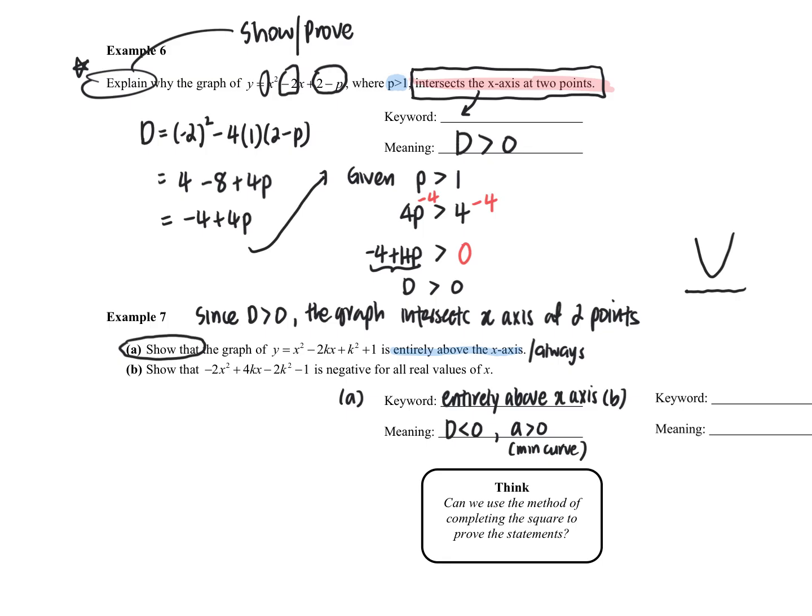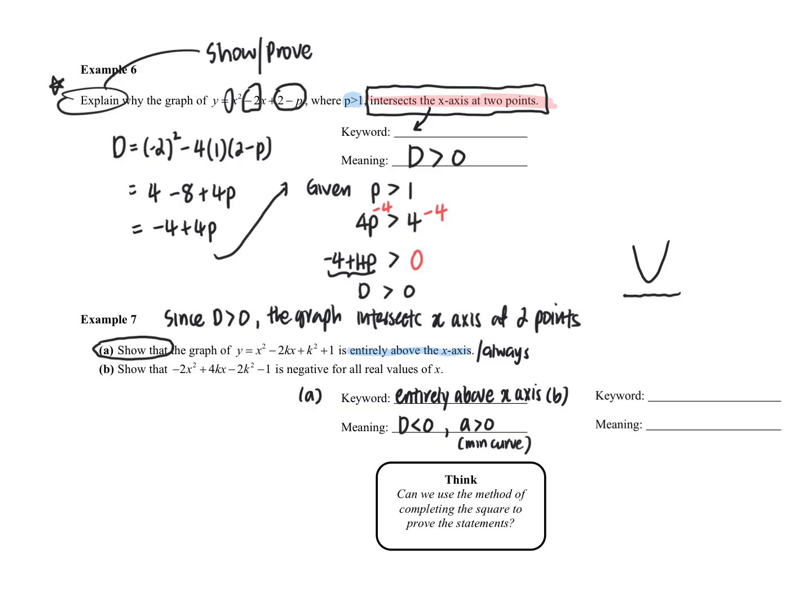Okay, next one. Always negative. So when a curve is always negative, we are saying that it lies completely below the x-axis. So when this happens, it must have no real roots and it must be a maximum curve. If not, it cannot be always negative. This means always lower than 0. This is the 0 line. So 2 sets of keywords, one for part A, one for part B.